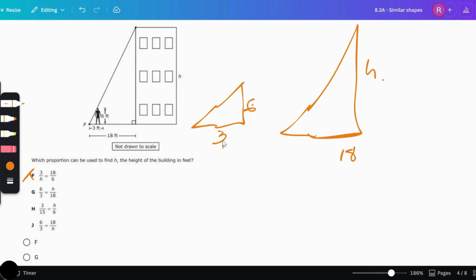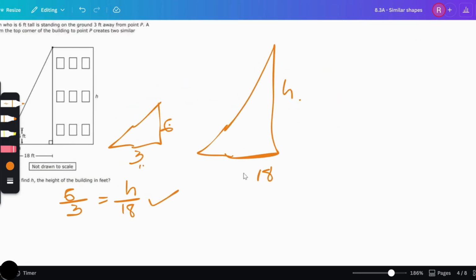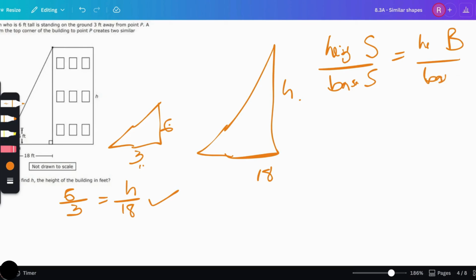The second one says 6 over 3, that is the height of the small triangle over the base equals the height of the big triangle over the base. So this can be correct. If you are choosing base and height, you can either say the height of the small triangle over the base of the small triangle equals the height of the big triangle over the base of the big triangle.